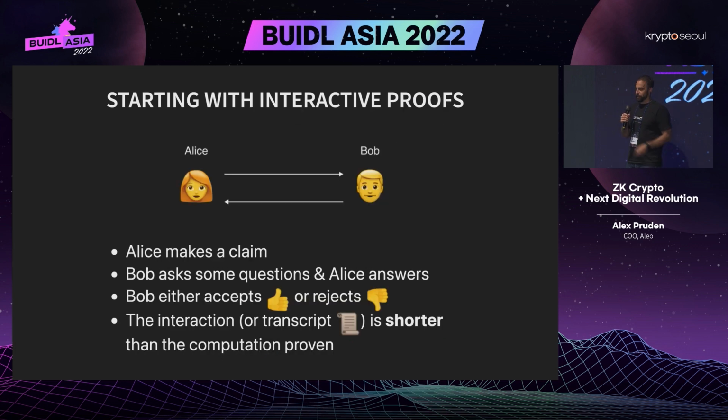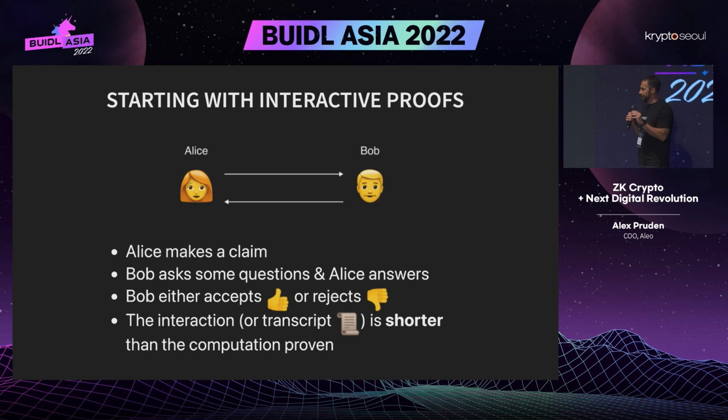Okay, so here's the same thing in emoji form. So again, Alice makes a claim. Bob is allowed to ask Alice some questions, and they do this over the course of several rounds. And at the end of this process, Bob either accepts or rejects Alice's claim.